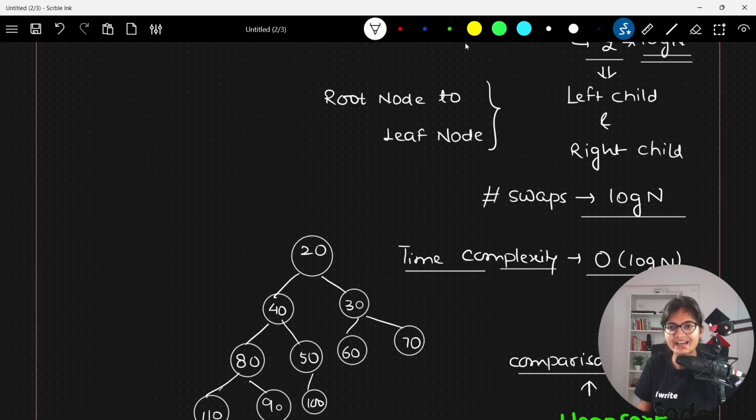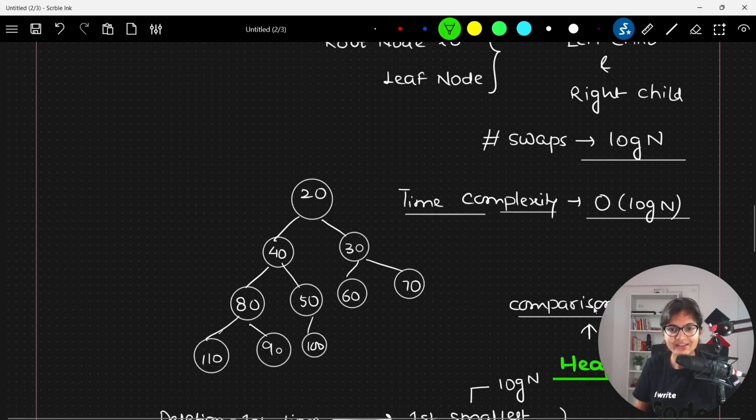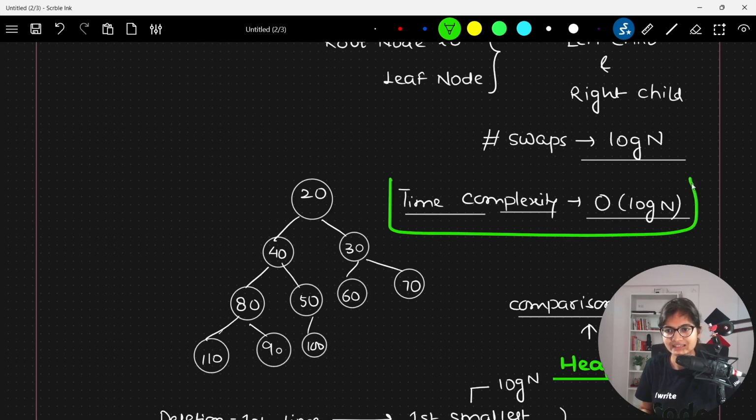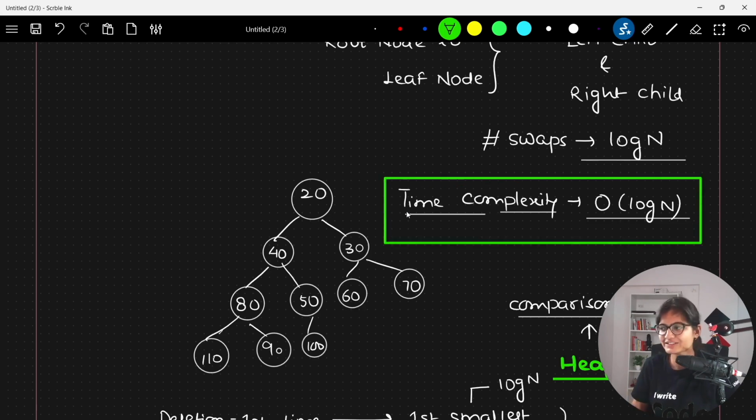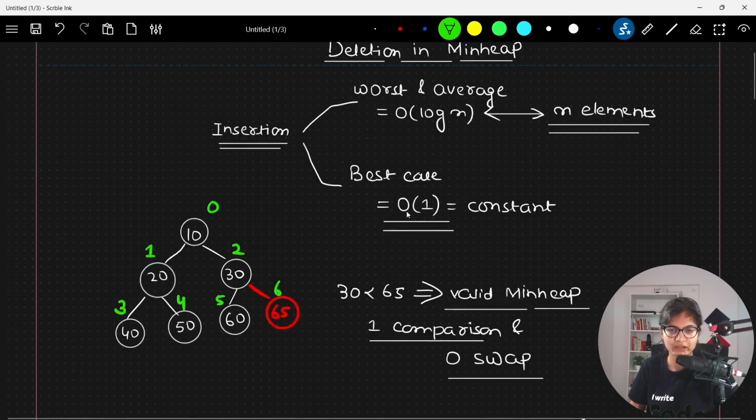So here if you will try to observe, even when we talk about insertion, time complexity is log of n. Even when I am talking about deletion, the time complexity is big O of log of n. Even if you observe, in most cases this is the only time complexity that you will be able to get whenever you are dealing with a heap based data structure.